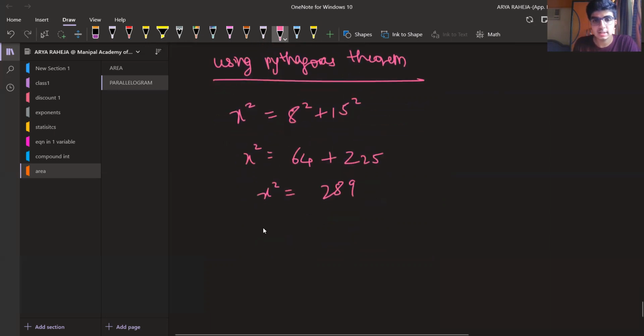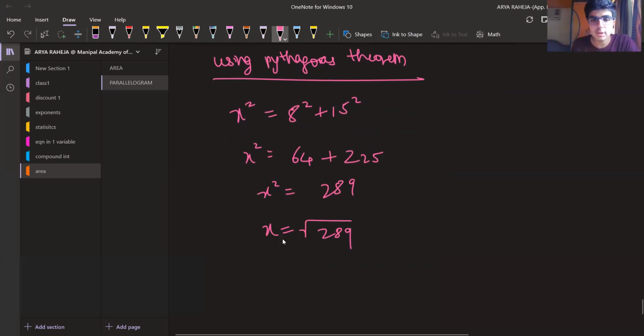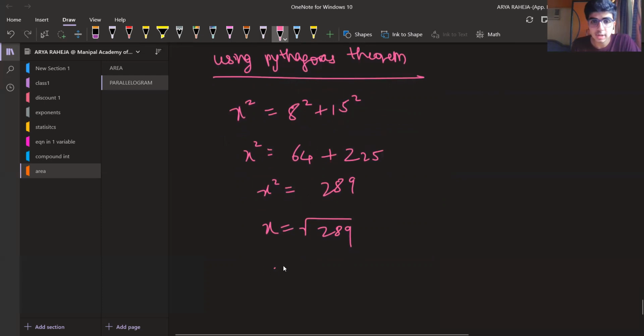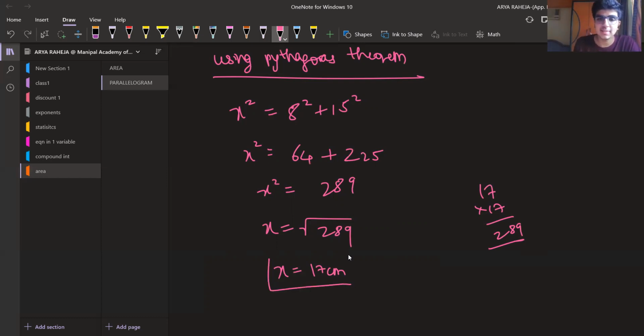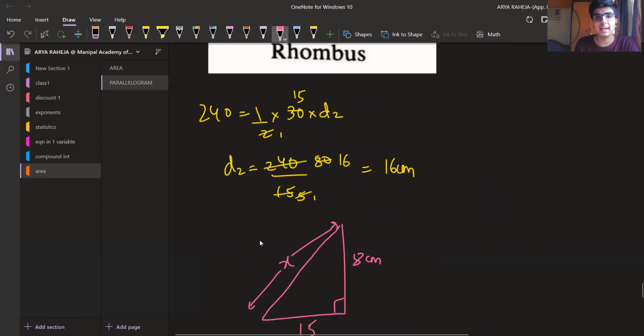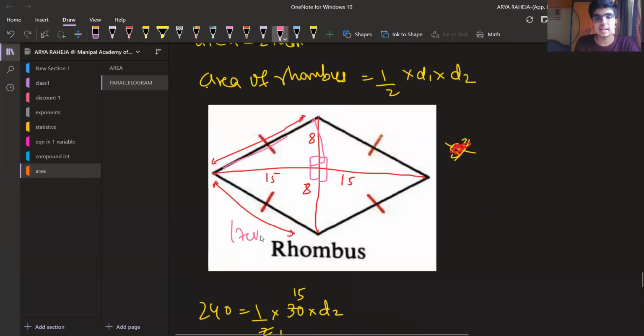Okay, if we add this, so x is equal to square root of 289. And this will take you a little time to find. So I'm just doing it now. So if you check also, x is equal to 17 centimeter. Even if you put it in a calculator or do it yourself, 17 into 17, the answer will 100% come out to be 289. Okay, so I'm sure about this. You can check on it. So that means x is 17 centimeter. That is the side's length. This is 17. This is also 17 and so is the fourth side.